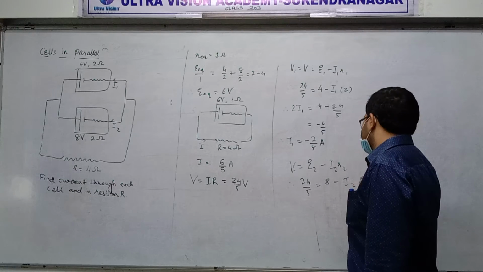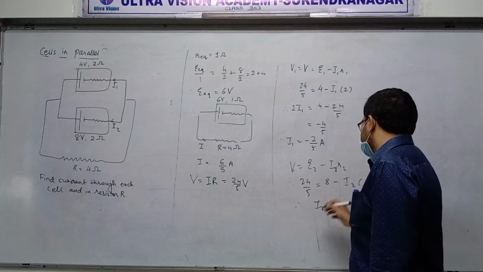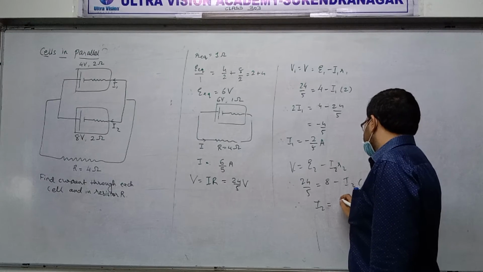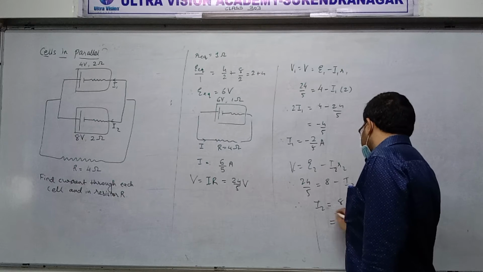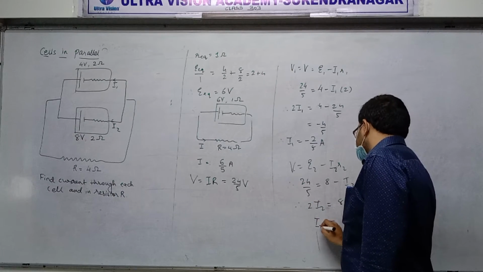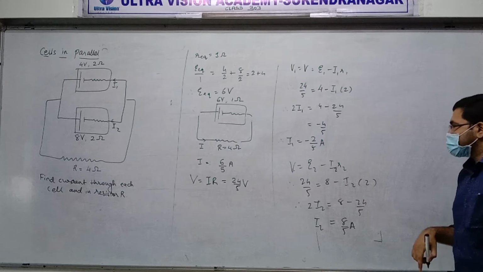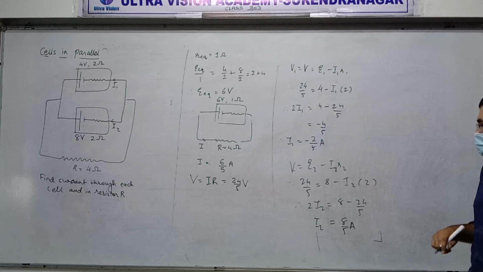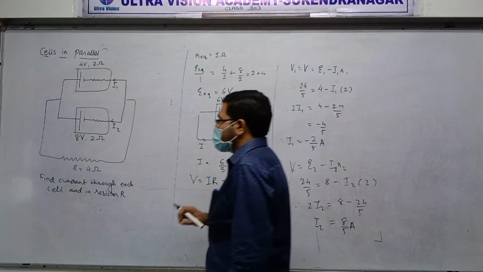epsilon 2 is 8, I2 into R2. So I2 is equal to 8 minus 24 by 5, and then by 2, so I2 is equal to 8 by 5 ampere. Then add them, and 6 by 5 comes. That means everything is fine. Is it clear? Okay, so these are the currents.